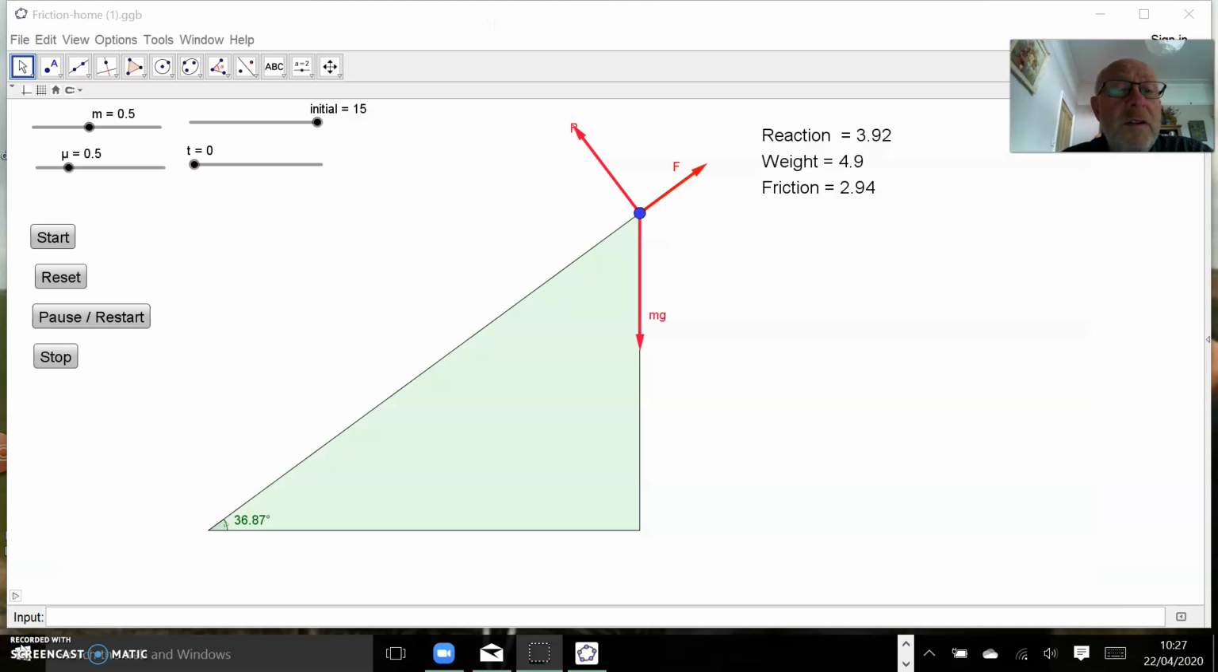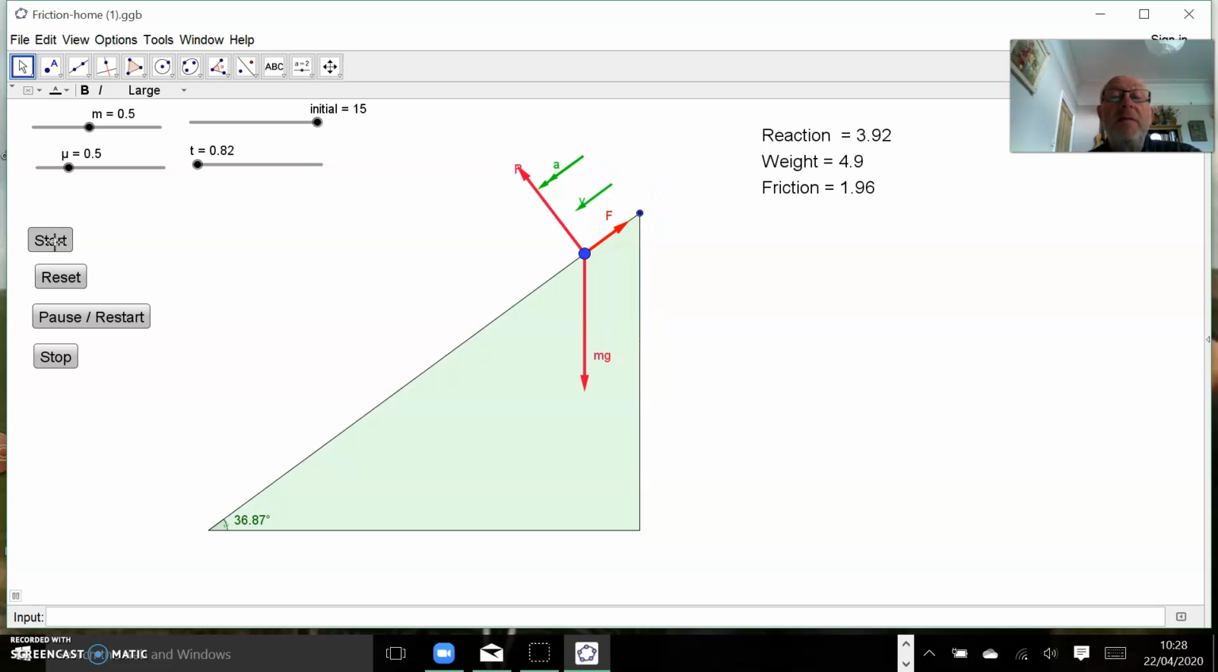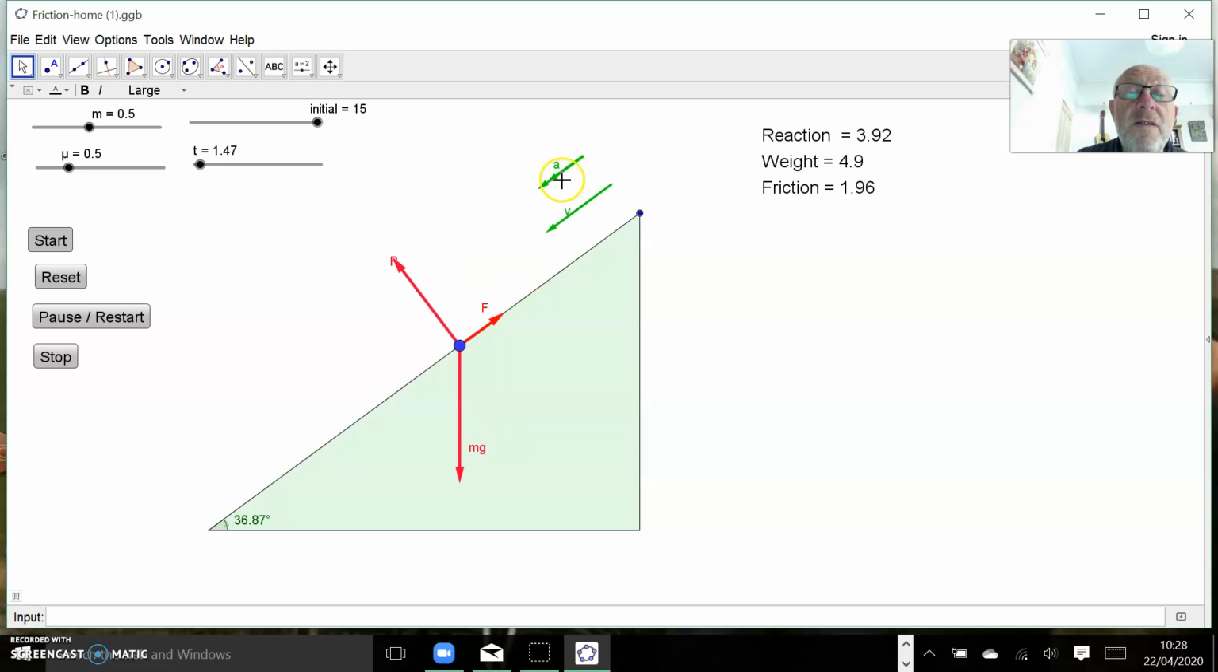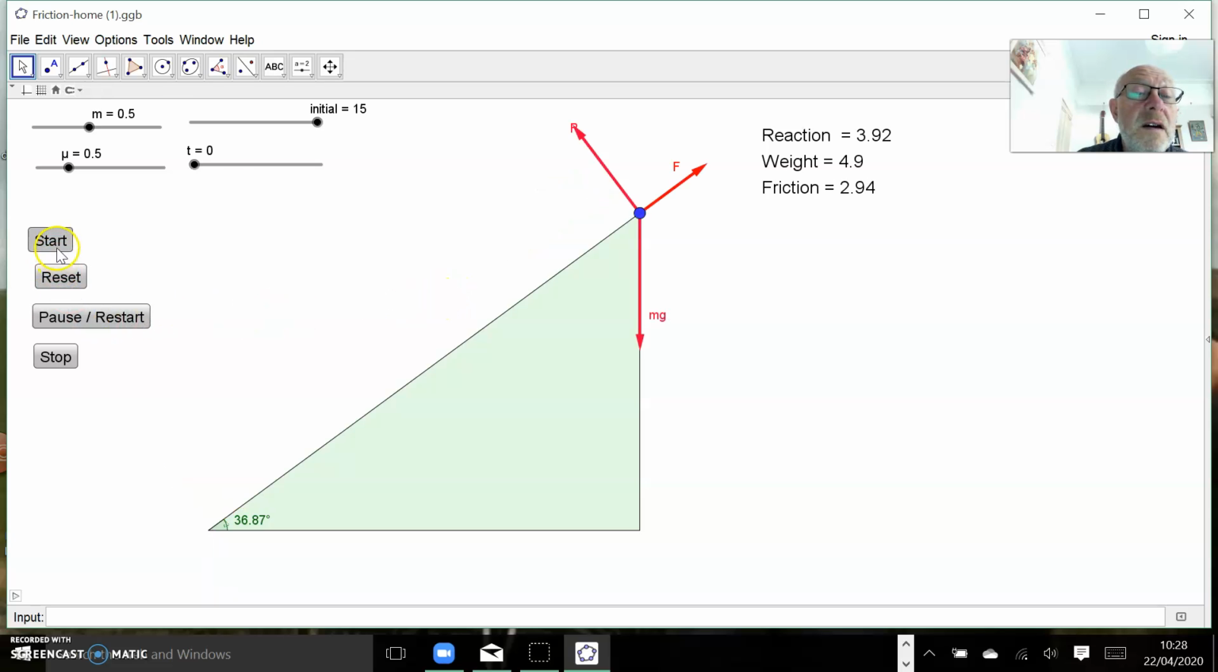So here is a model of this problem. We have a particle on a slope. The angle whose tangent is 3/4 is about 36.87 degrees. We have coefficient of friction mu 0.5, and if we start, we'll see what happens. The particle slides down the plane, and this indicates we have a constant acceleration. That doesn't change, which means it speeds up. I'll start that again, moving down the plane.